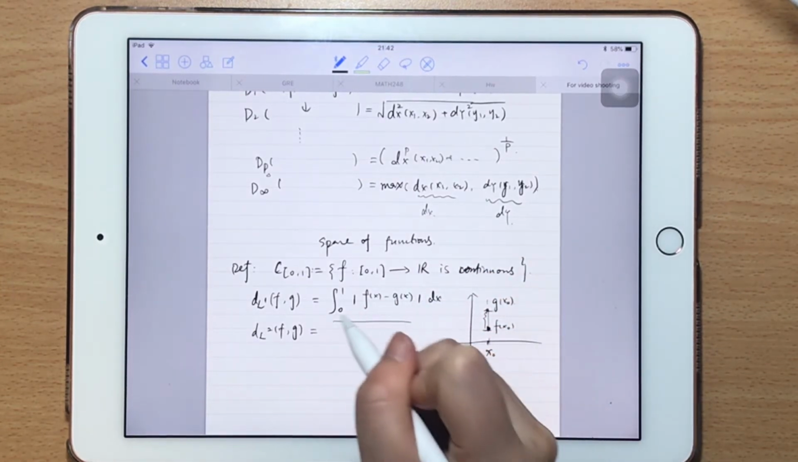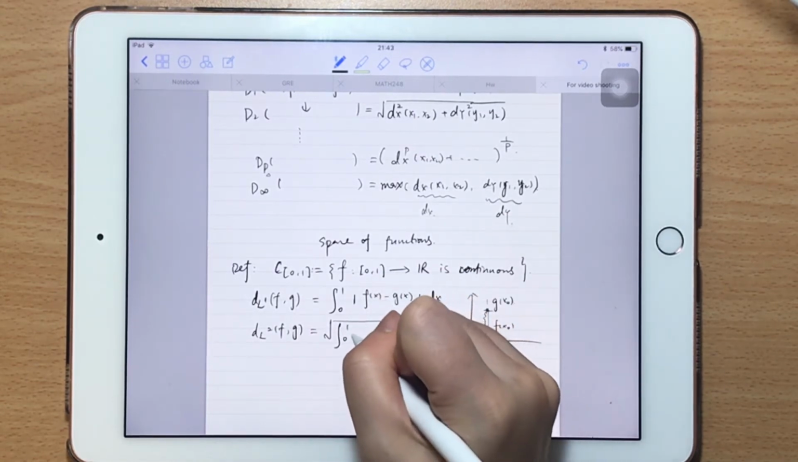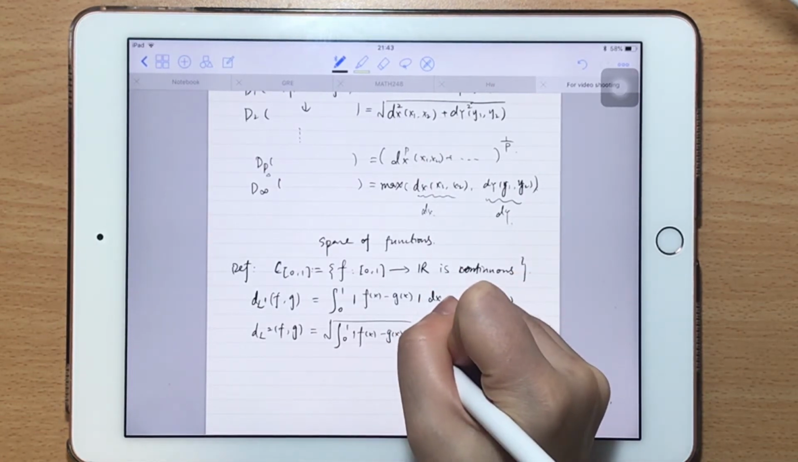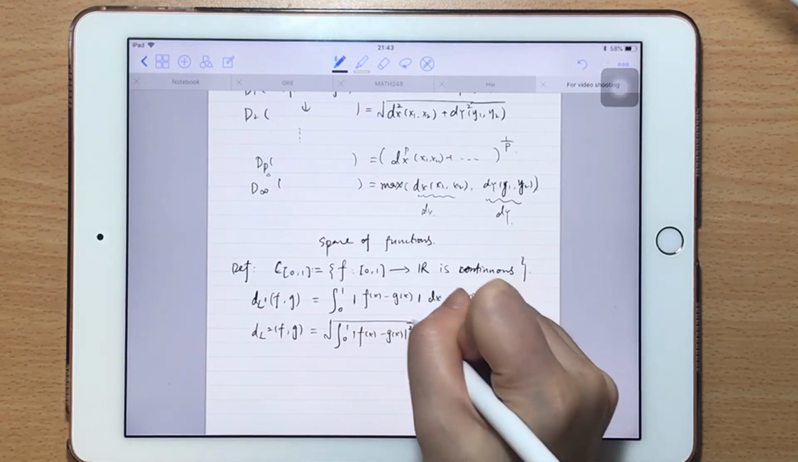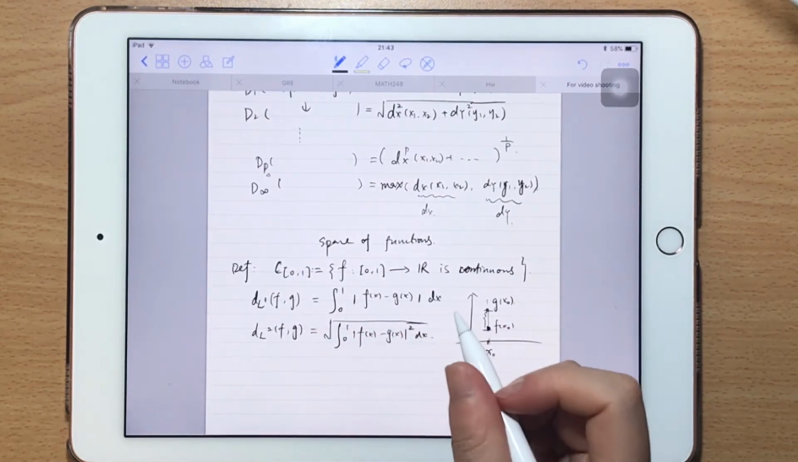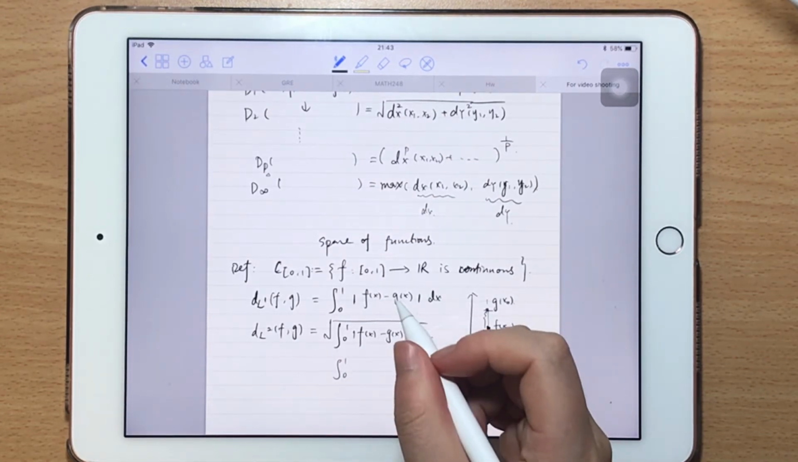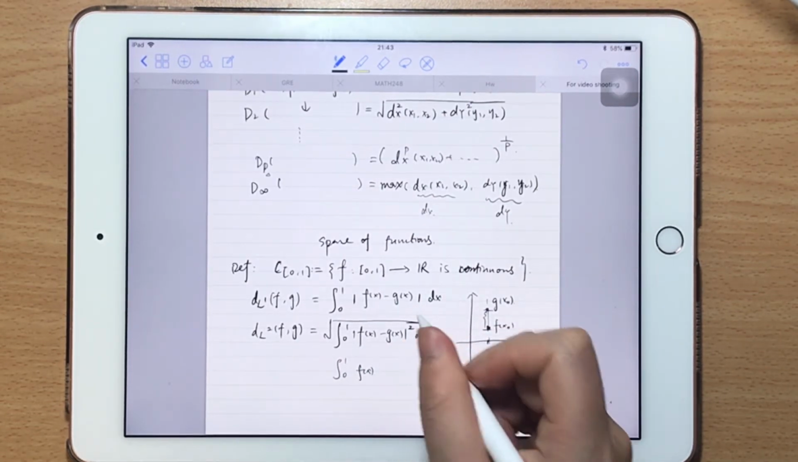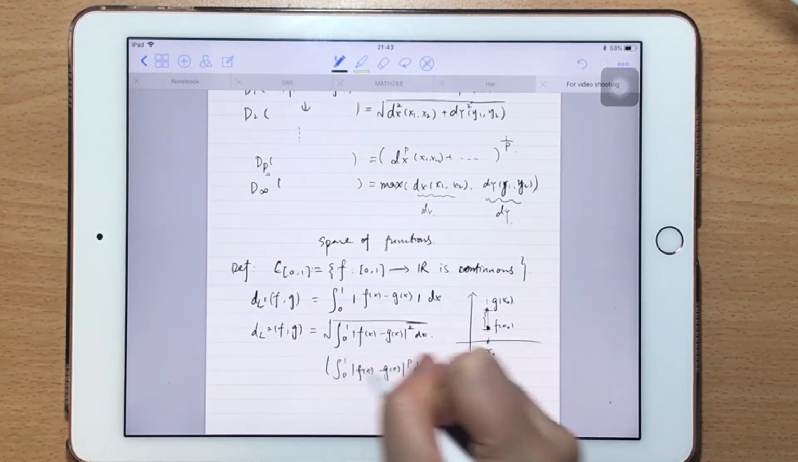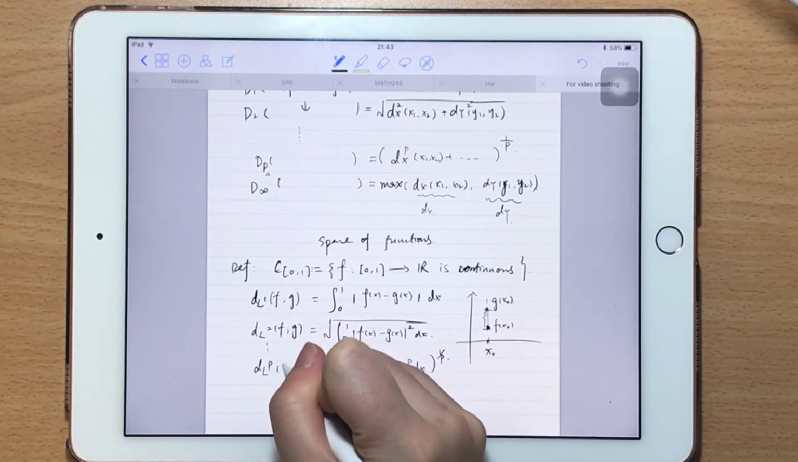and d_L2 is going to be, I think you maybe already know, taking the integral from 0 to 1, where the integrand is f(x) minus g(x), taking the absolute value of it, and squaring it, dx. And this is d_L2. For d_Lp it is the same. It's like first taking the integral from 0 to 1, where the integrand is the absolute value of the difference to the power of p, and then taking the power of 1 over p. So this is going to be d_Lp.